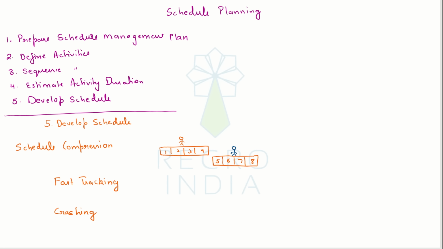Now, when you want to fast track your schedule, what we will do is we will try to run the activities in parallel for at least some period of time. Now, in this case, I can do that because I don't have resource constraints. So I can have the two activities running in parallel for maybe 2 days.